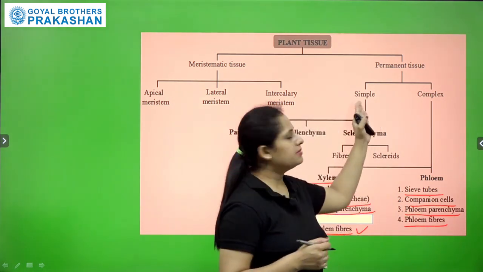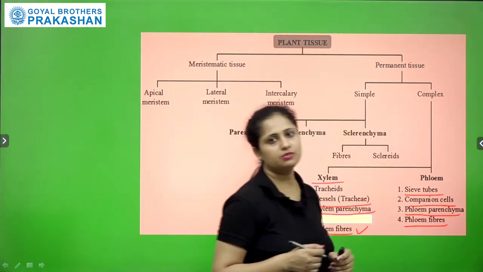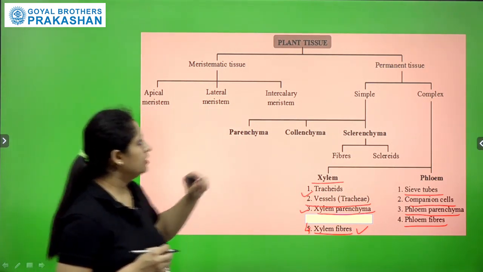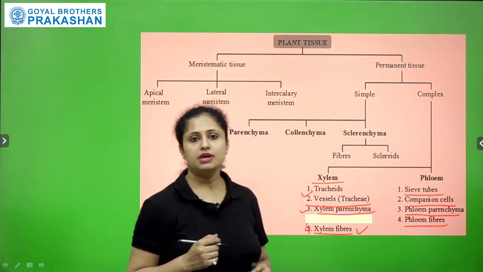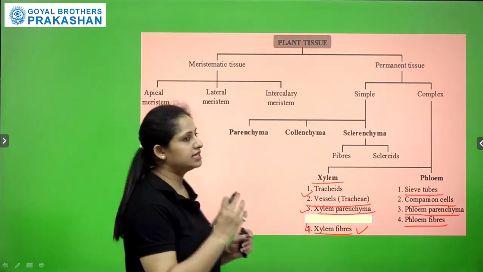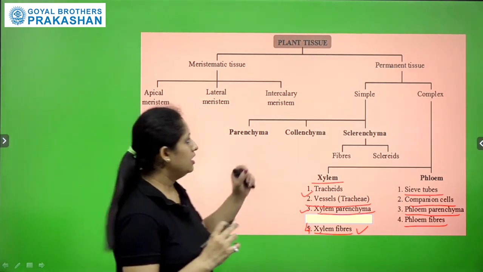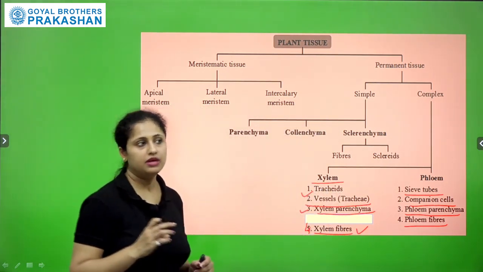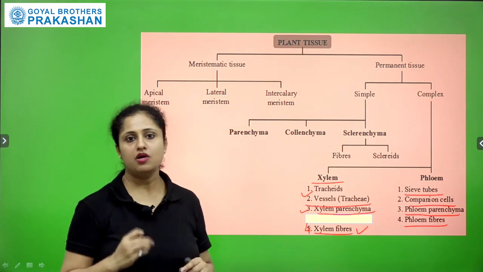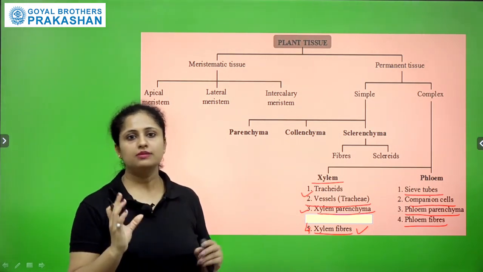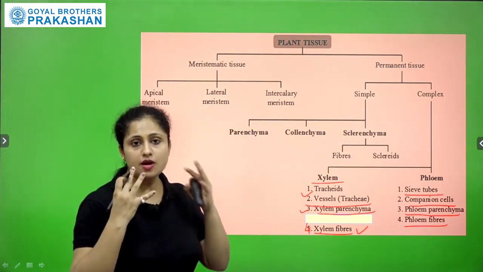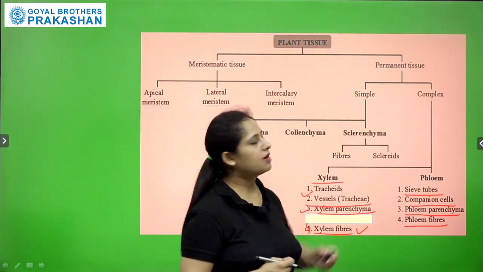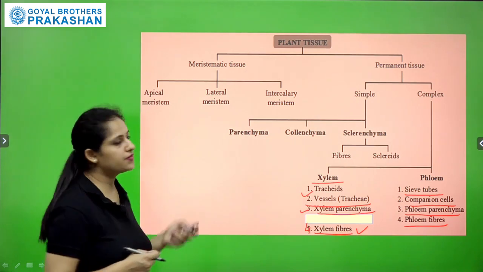Now, simple permanent tissues and complex permanent tissues are different from each other. Simple permanent tissues are made up of a single type of cells. In complex permanent tissues, the tissues are made up of more than two types of cells. It means there is complexity in the formation. So therefore, it is termed as complex permanent tissues, about which we will discuss later.